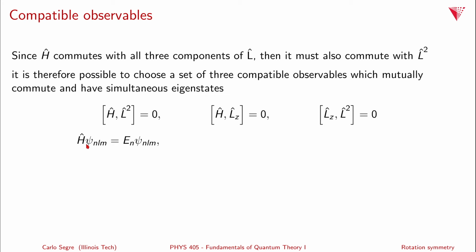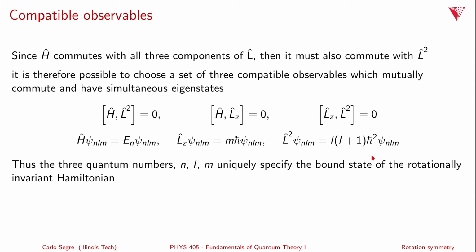These are the hydrogenic-like states. H applied to ψ_nlm is equal to E_n ψ_nlm. L_z applied to ψ_nlm is equal to mħ ψ_nlm, with mħ being the eigenvalue. And L squared applied to ψ_nlm is just l(l+1)ħ² ψ_nlm, as we've seen before.